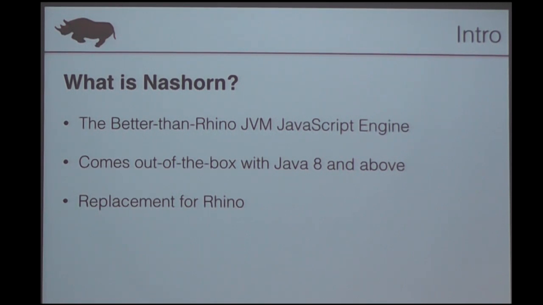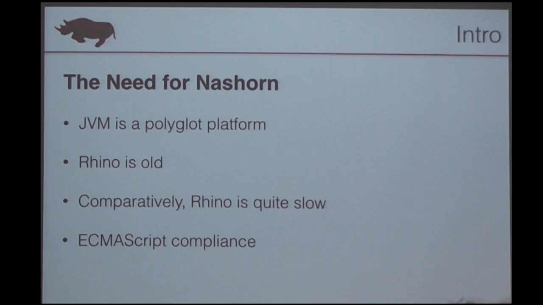Now, there still is compatibility with Rhino through ECMAScript extensions, so it's able to maintain the backward compatibility that Rhino had with some of the special stuff that Rhino introduced to JavaScript or exposed through JavaScript. And so the need for Nashorn was very real around this time, with the idea of the JVM becoming a polyglot platform, that's more or less what Nashorn wanted to leverage.